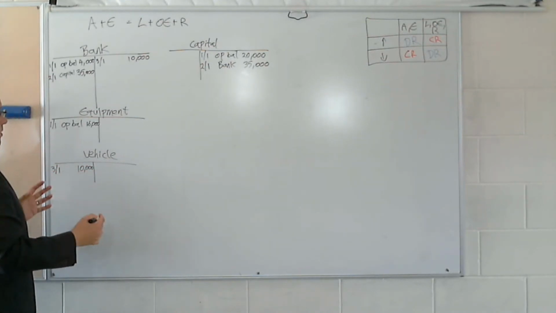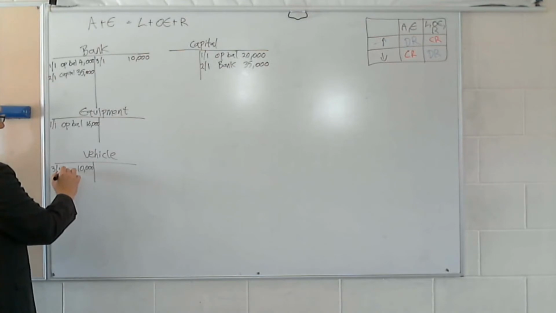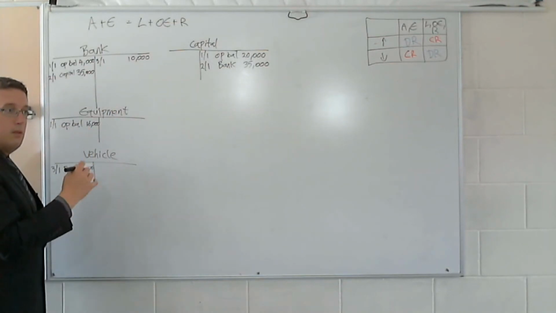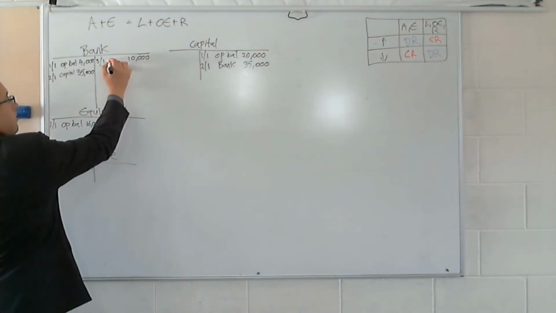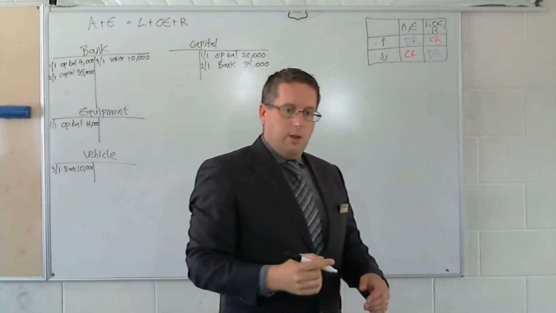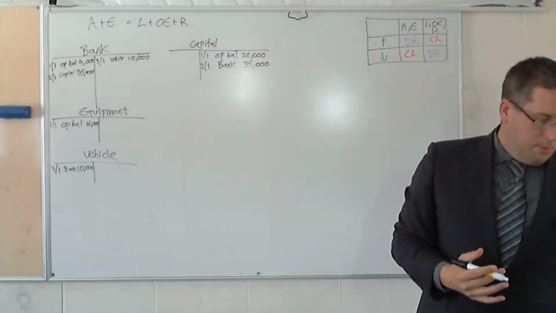And again, cross-reference. So in the vehicle, how did we pay for it? Well, we pay for it with the bank account. And the bank T account, again, where did we spend the money? Well, we spent it on a vehicle. So it's quite helpful showing how we spent the money, or where the money came from.